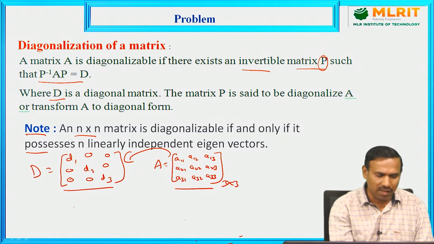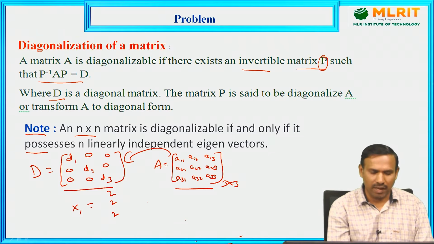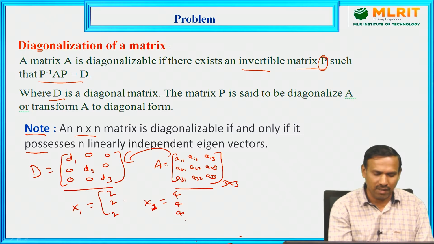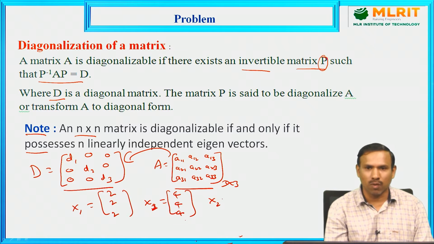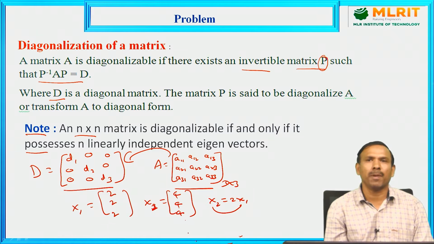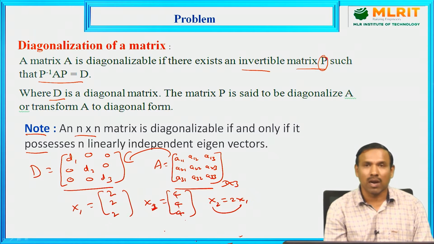Let us take some examples. Suppose x1 is equal to 2, 2, 2, and x2 is equal to 4, 4, 4. Let us see whether these two are independent or dependent. x2 can be written in terms of x1: x2 is equal to 2 into x1. This means x1 and x2 are linearly dependent, not independent. So, such types of eigenvectors should not exist.